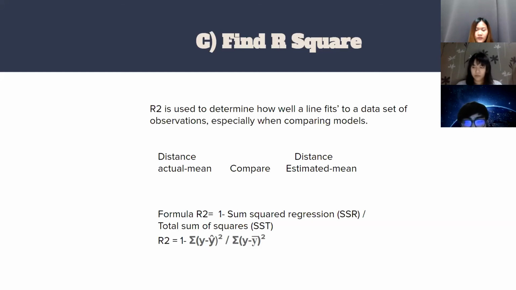You put 1 minus the sum of squares of regression, or SSR, divided by the total sum of squares, SST. Or you can use R square equals 1 minus the sigma of open bracket y minus y hat close bracket squared, divided by the sigma of open bracket y minus y bar close bracket squared, and you get the R square. Okay, I will explain more in the next slide.